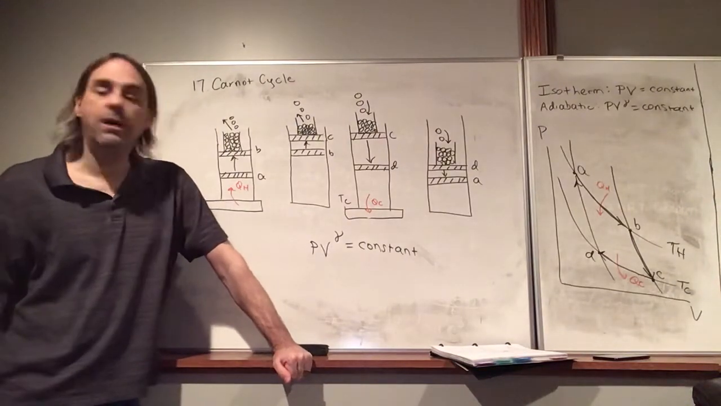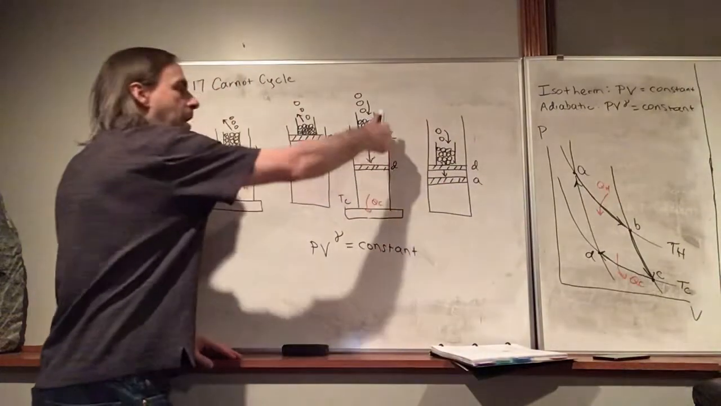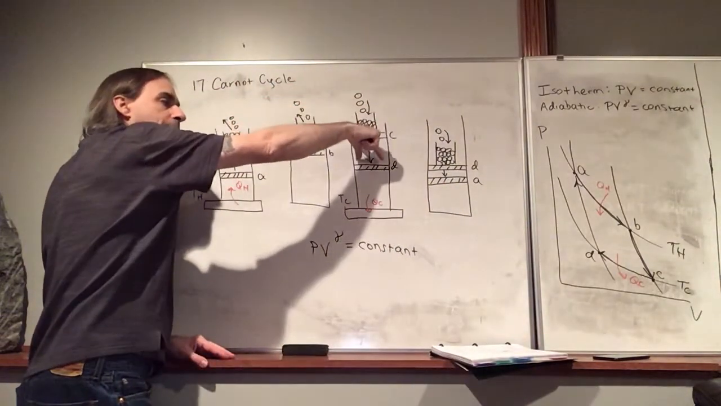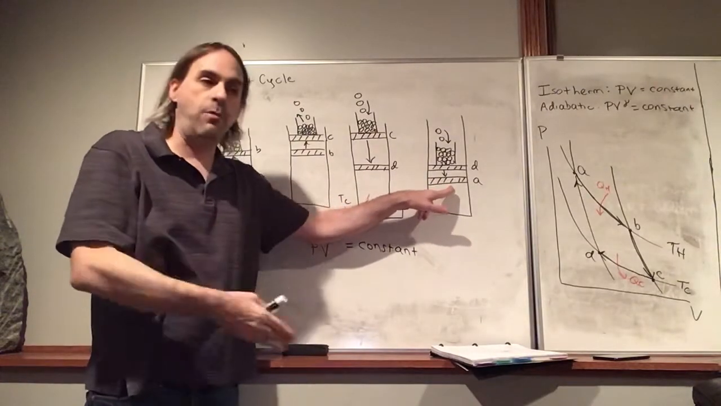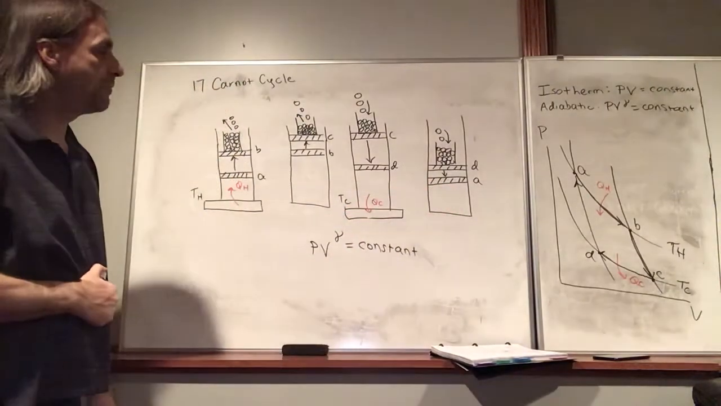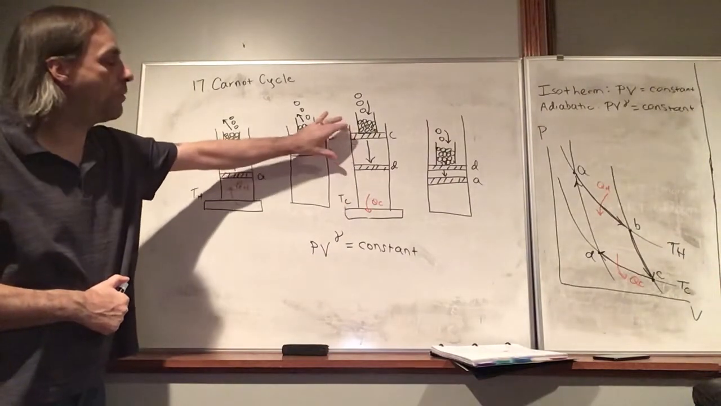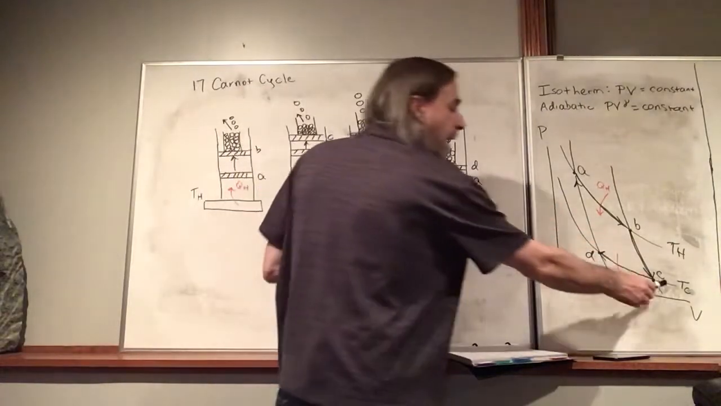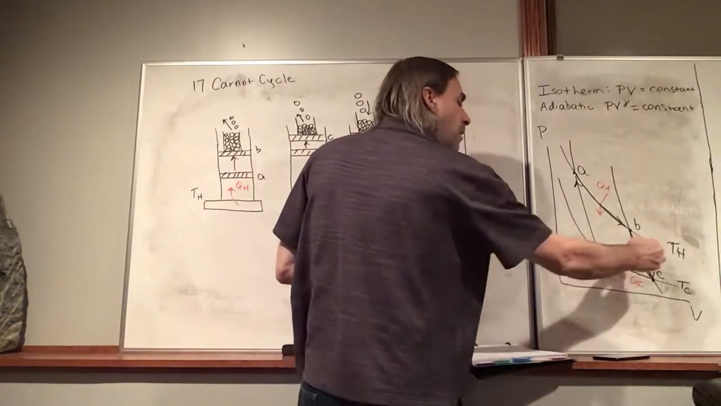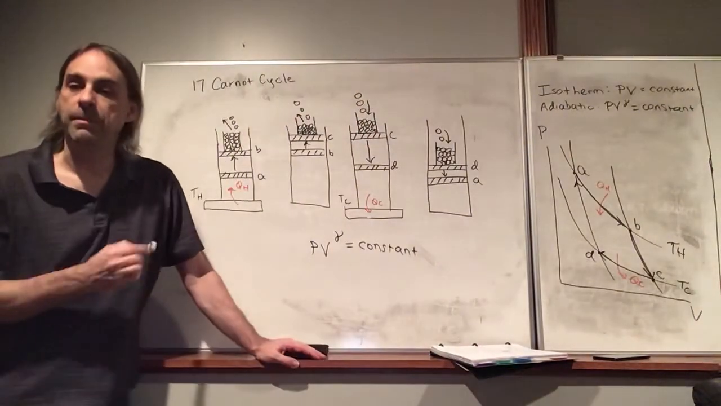So again, we have an isotherm going from C to D. So now we're pushing the cylinder back down. Again, we have to get it back to its initial volume so that we can repeat the process. So we're compressing it isothermally from C to D. So on the PV diagram, that's from here to here. And again, we're dumping heat into a cold reservoir to make that happen.